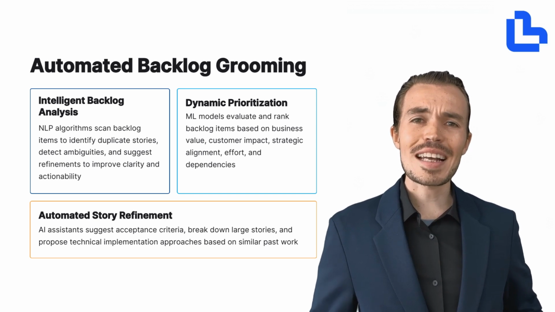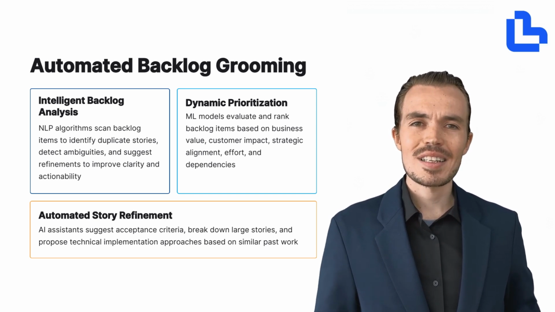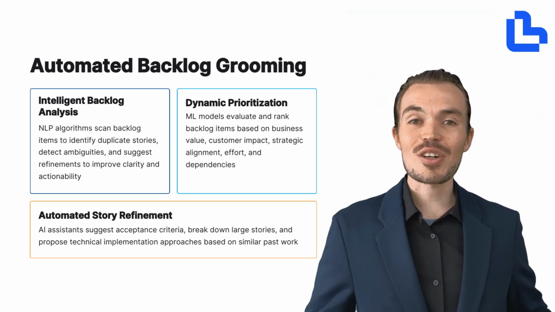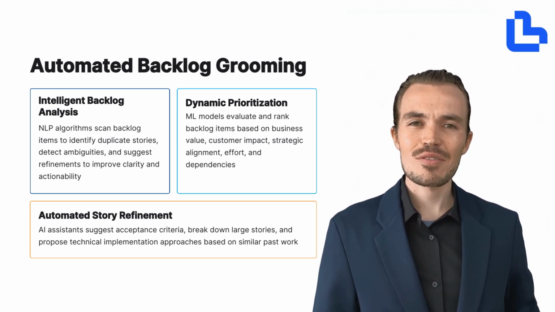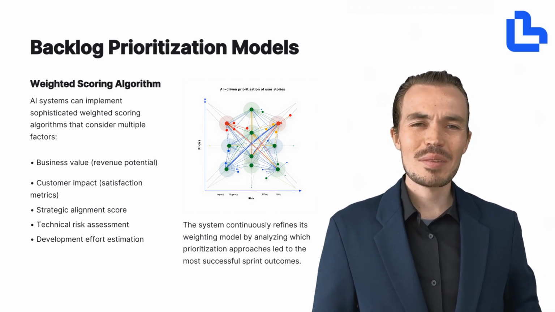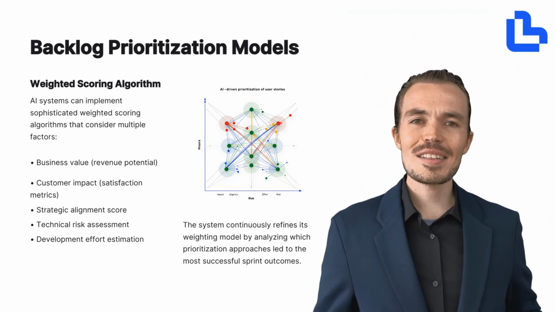By automating these aspects of backlog grooming, teams can save time, reduce bias, and maintain a more consistent and strategic product backlog, freeing up more energy for innovation and delivery. Now that we've seen how AI can help groom the backlog, let's take a closer look at how it can prioritize it intelligently and consistently.